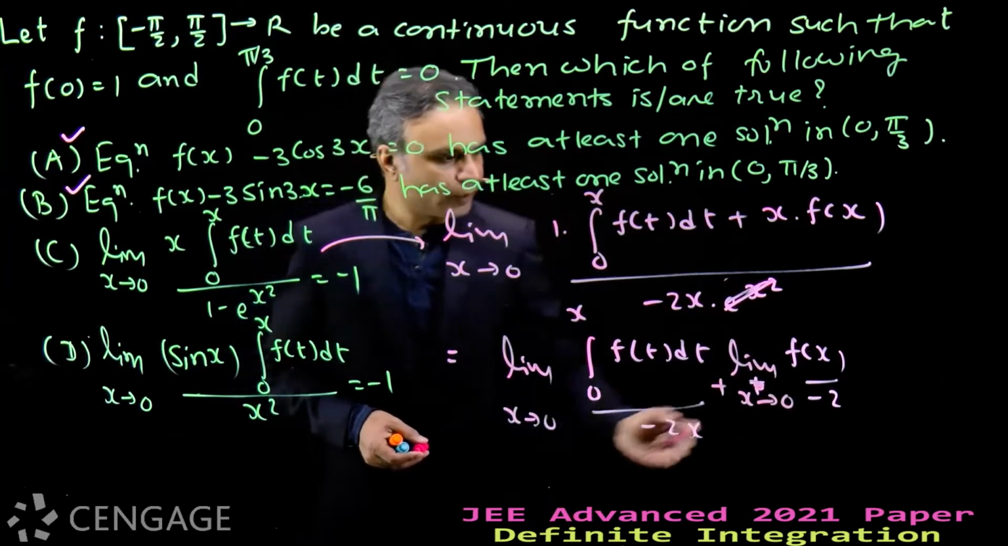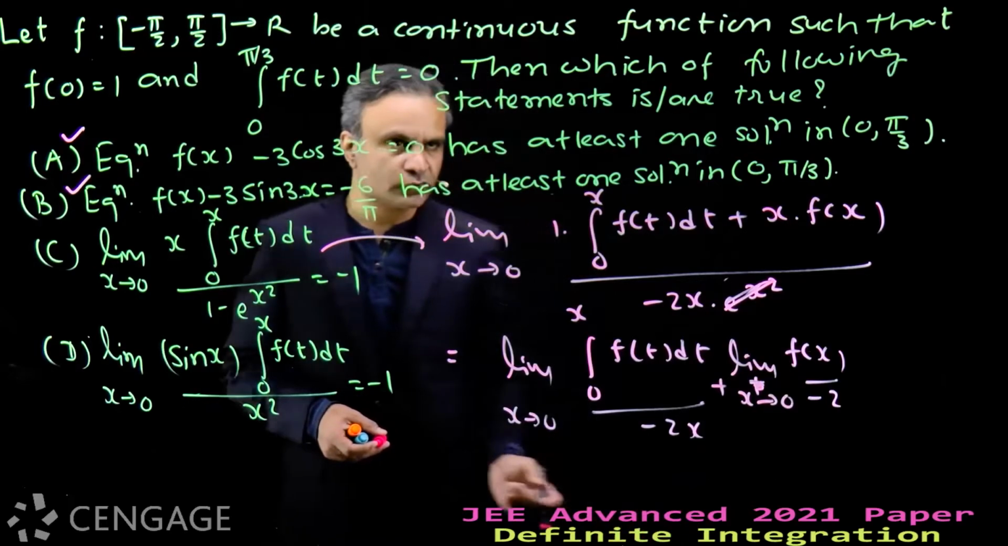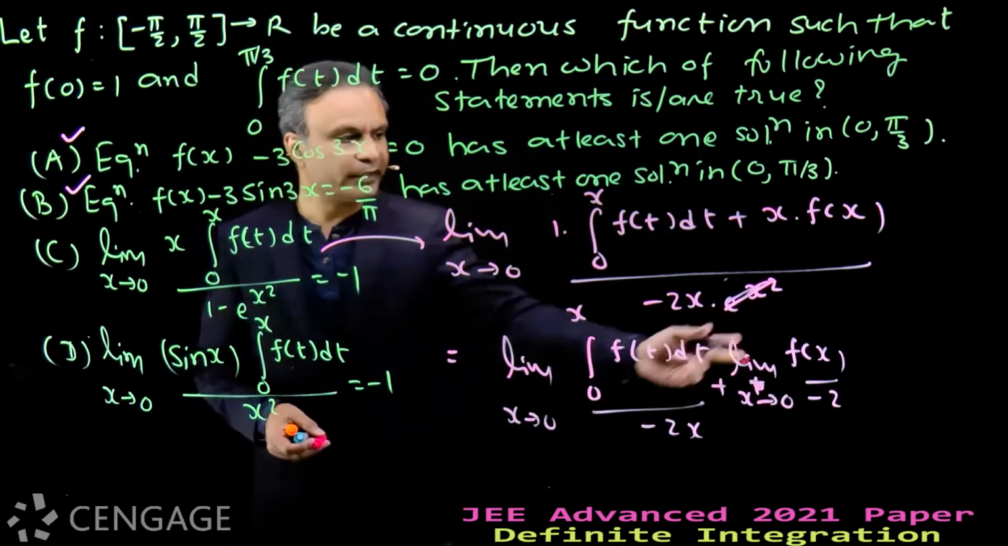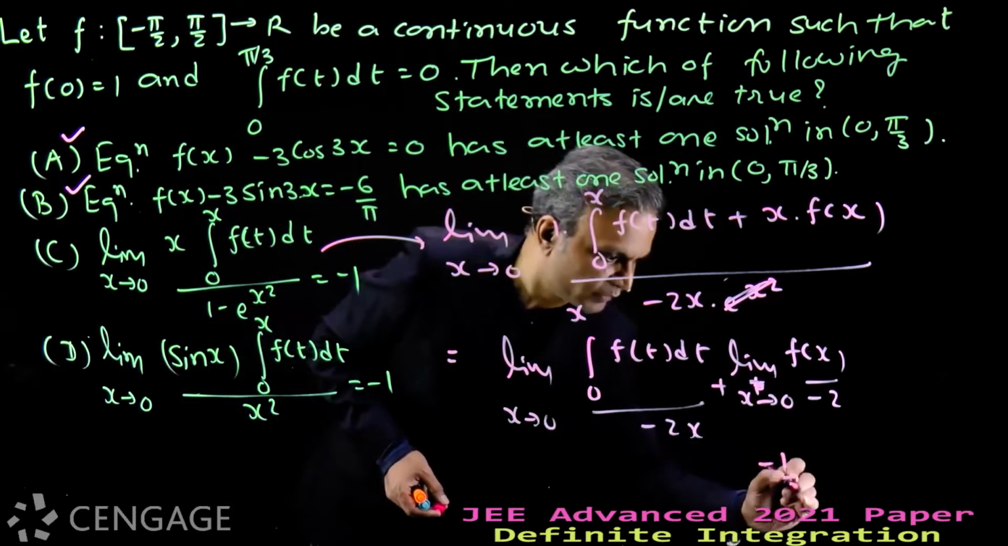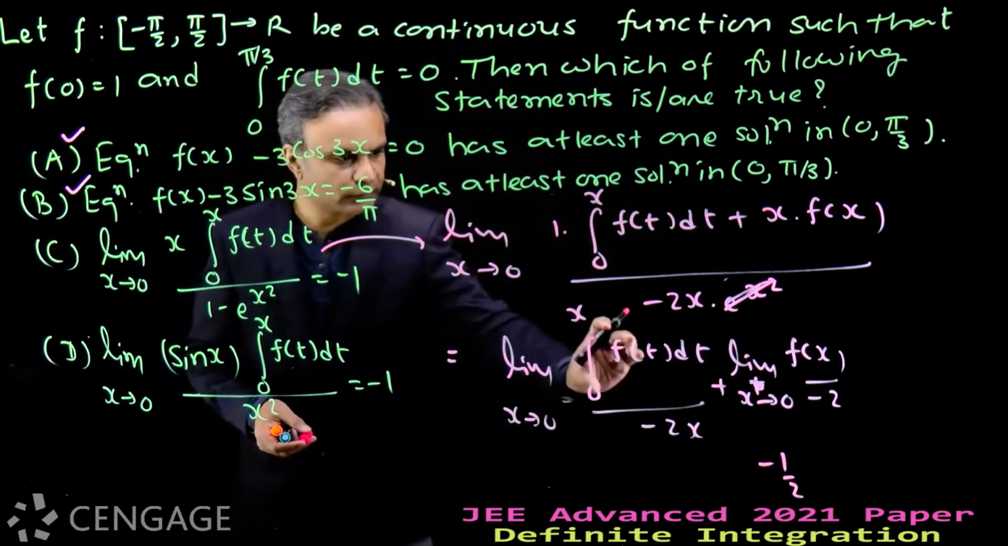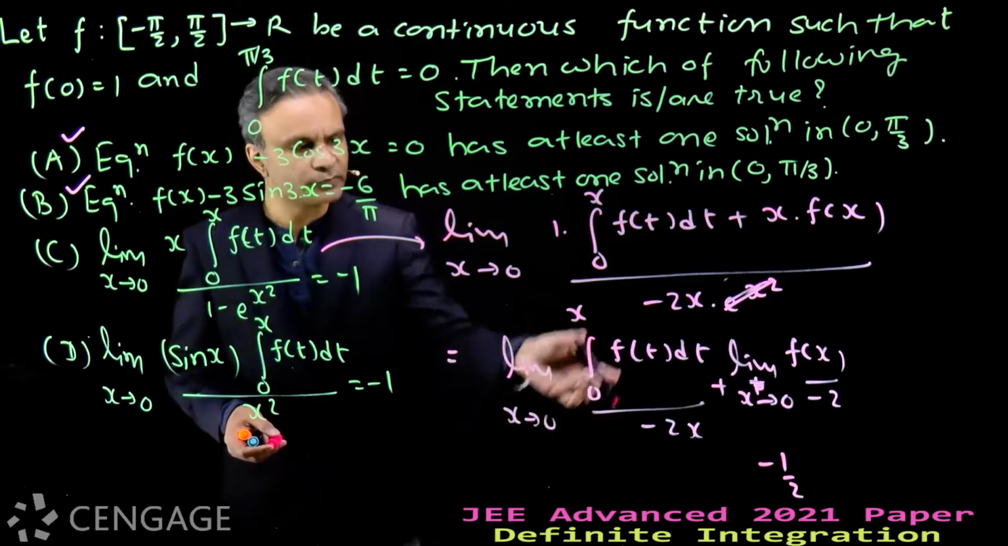Here we write separately limit x tends to 0. Now here we can put x is equal to 0. We can use direct substitution. So this will be f of 0 over minus 2. F of 0 is 1. So we have here minus 1 upon 2.